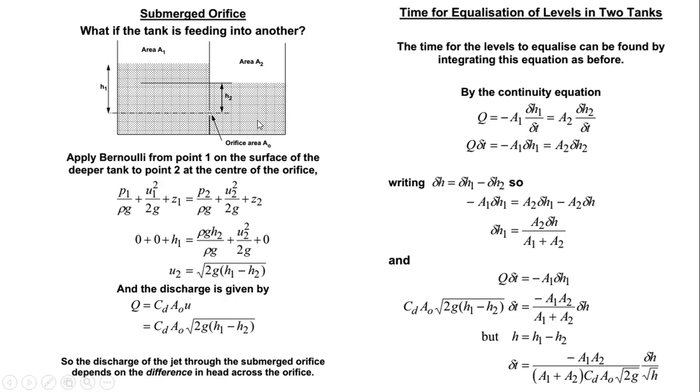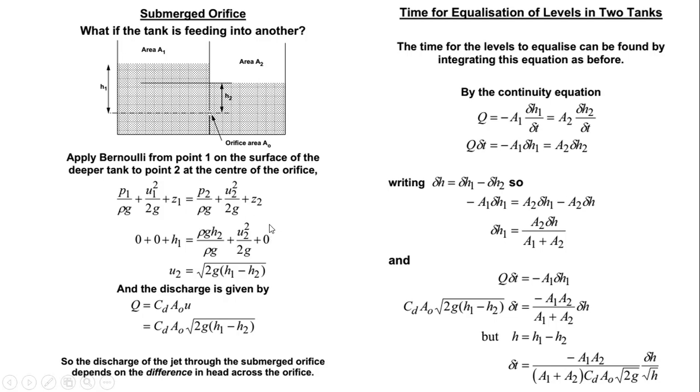On this side, what do we have? P at 2 is 0. No, P at 2 is not equal to 0, because we are looking at this point. So what we have is rho G H2 over rho G plus U2 squared over 2G. We are looking at this point here, point number 2, so it's not equal to 0. Our pressure at 2 is not equal to 0.